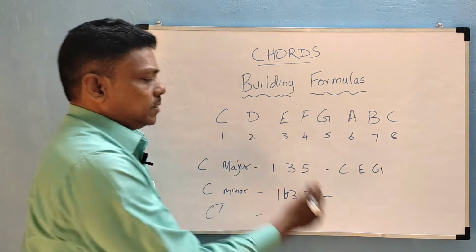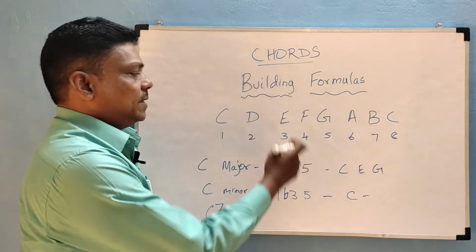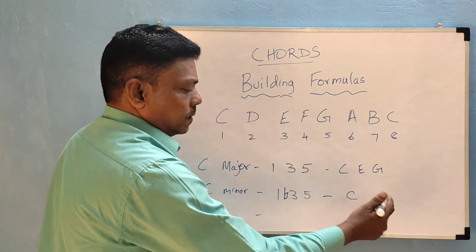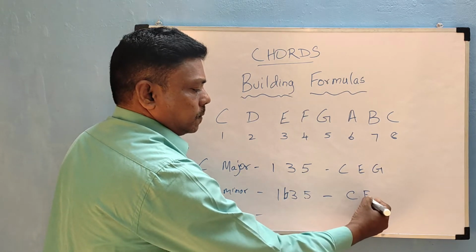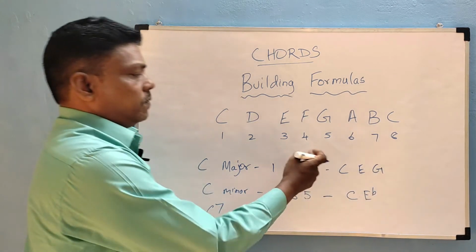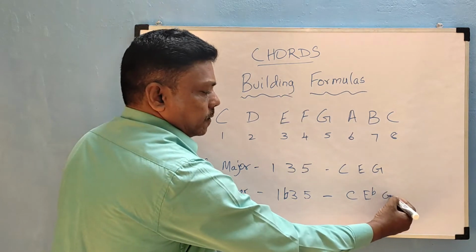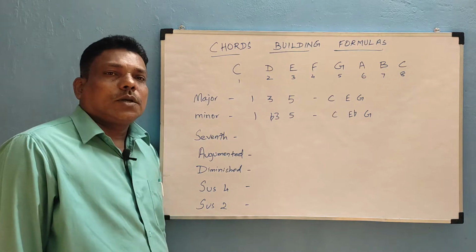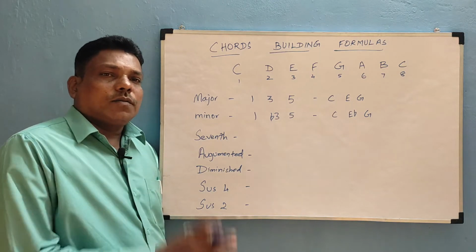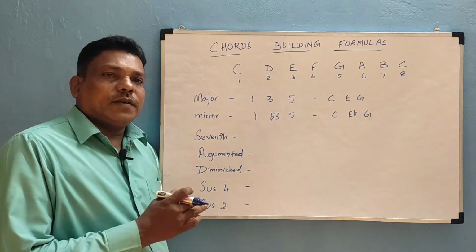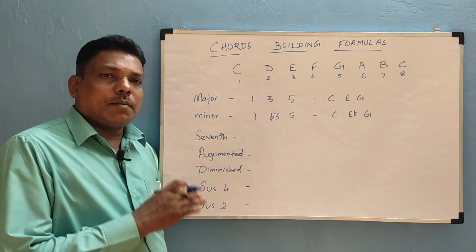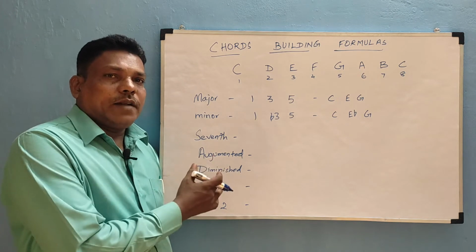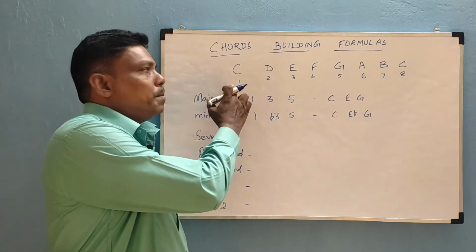So 1 is C, flat 3 is E flat, 5 is G. This is how you have to form the minor chord. So the main concept is, for any chord, even if it is a minor chord, don't depend upon the minor scale. Apply the right formula on the major scale.